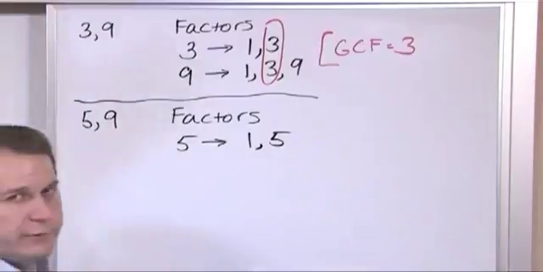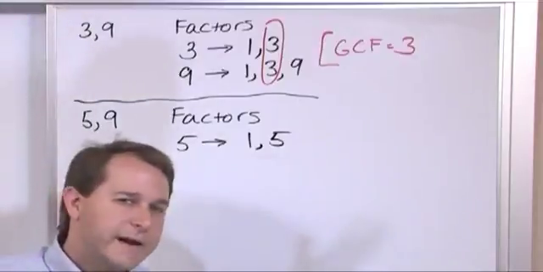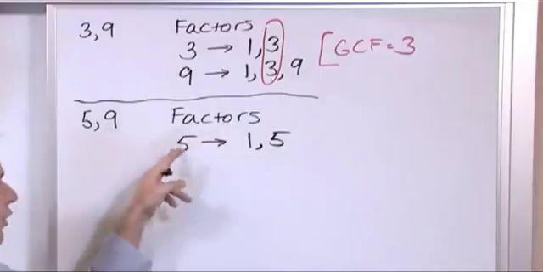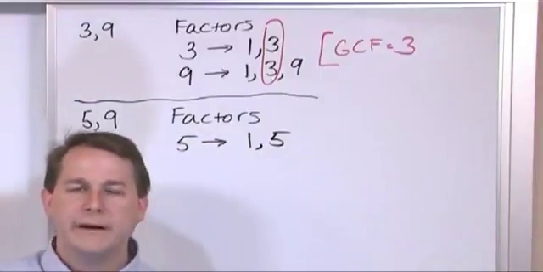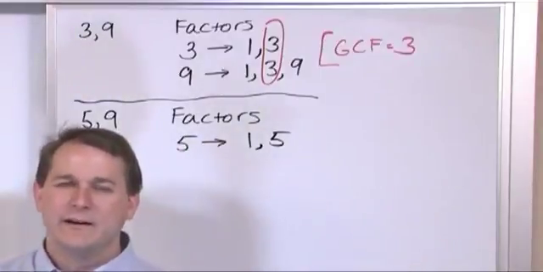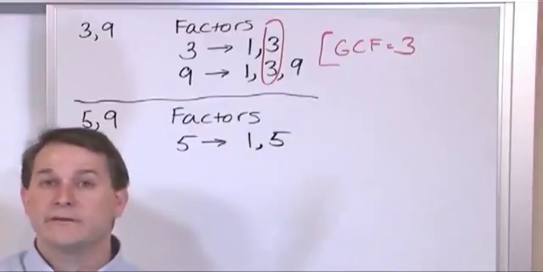Let me give you a little secret with factors. The list of factors is only going to get as large as the number itself, because as soon as you get bigger than that, you can't divide in and get anything other than some kind of decimal.